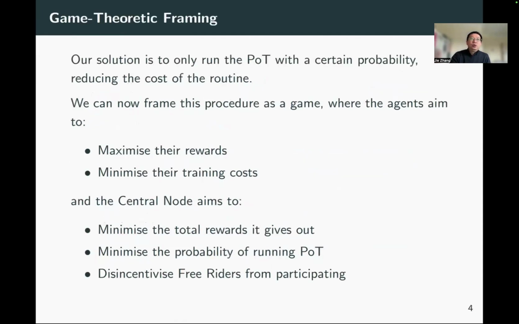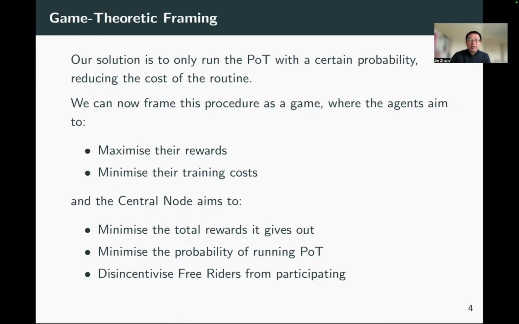So what we need to do is come up with some way of reducing this verification cost. We suggested that we use a probabilistic-based scheme. So we verify agents with a certain probability. There's a chance they will get verified, and then we will randomly verify them according to that chance.